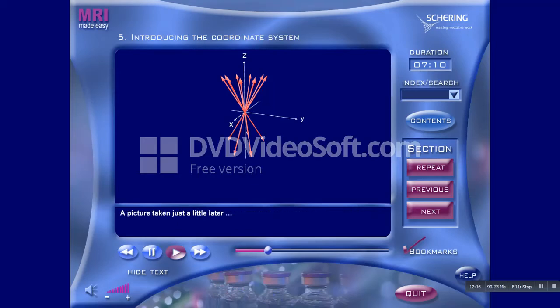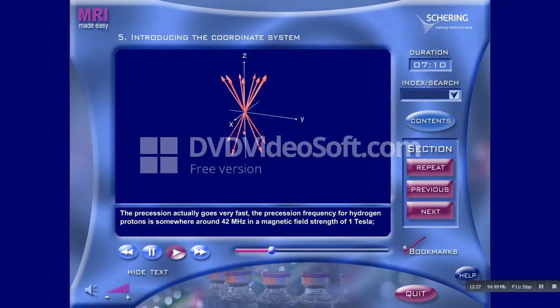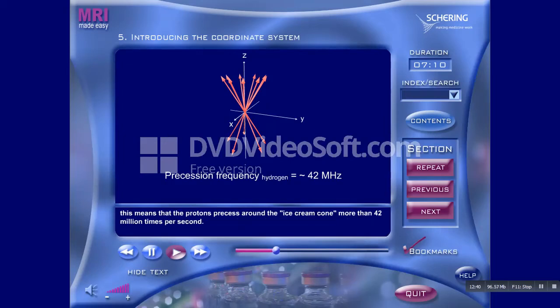A picture taken just a little later shows the protons in different positions because they precess. The precession actually goes very fast. The precession frequency for hydrogen protons is somewhere around 42 MHz in a magnetic field strength of 1 Tesla. This means that the protons precess around the ice cream cone more than 42 million times per second.